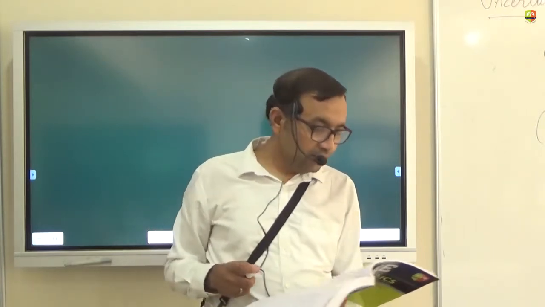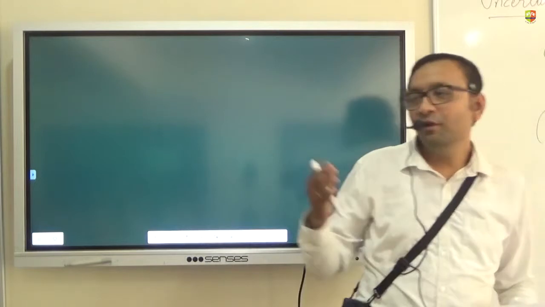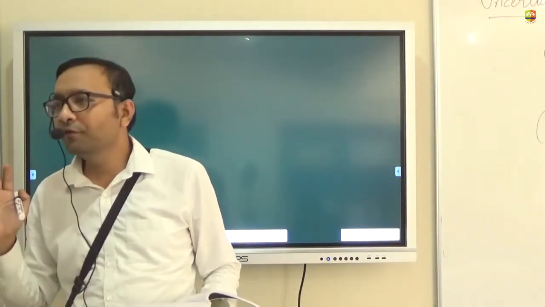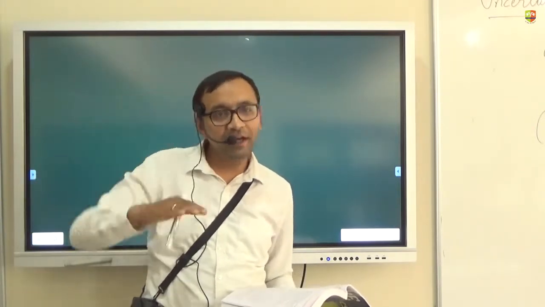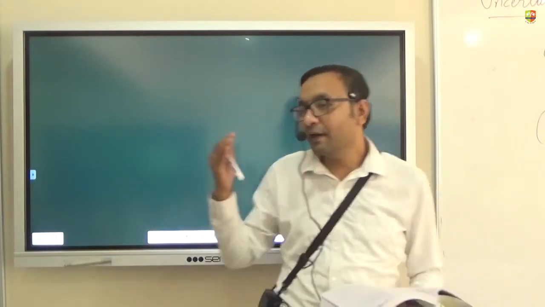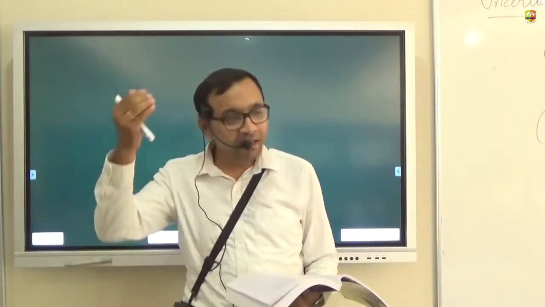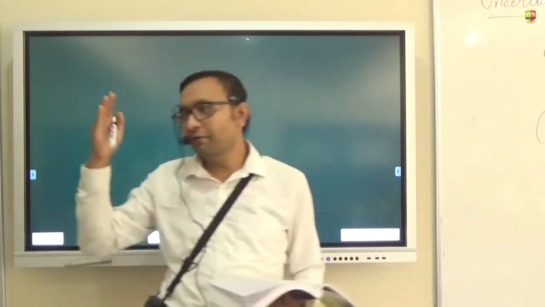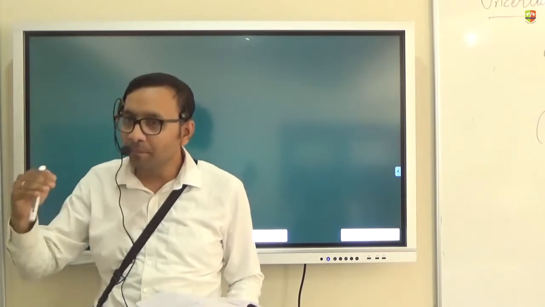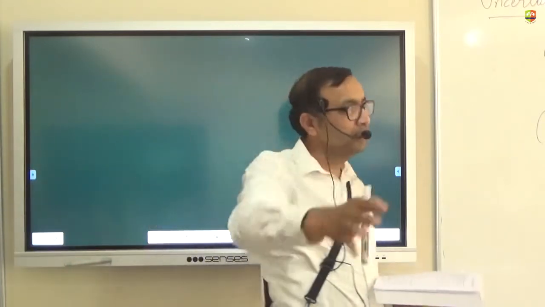25. What is the dimension of Boltzmann constant? Have you heard of the Boltzmann constant in chemistry? Have you heard of gas constant? Gas constant divided by Avogadro number is what? That is the Boltzmann constant. You have not heard of it. Avogadro number is dimensionless. Any number is dimensionless. So gas constant divided by a number also has the dimension of gas constant. So just find the dimension of gas constant.